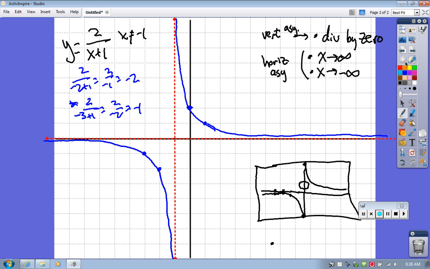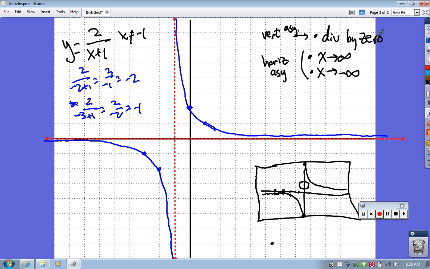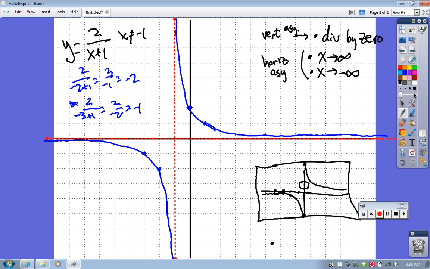All right, here's what I'd like you to do now. I've done a couple of examples. I've given you some tools. Don't divide by 0. That's going to help you find vertical asymptotes. Let x get big positively, let x get big negatively. That gives you horizontal asymptotes.